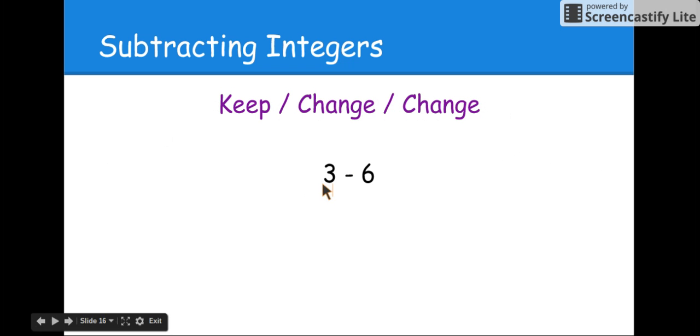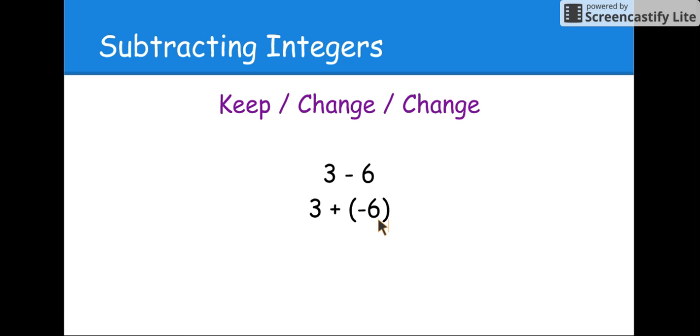So we've got 3 minus 6. So we keep the first number the same. The 3 is going to stay the same. We're going to change the subtraction to addition, and we're going to change the sign of the second number. So right now we have a positive 6. We're going to make it negative. So we've got 3 plus negative 6.